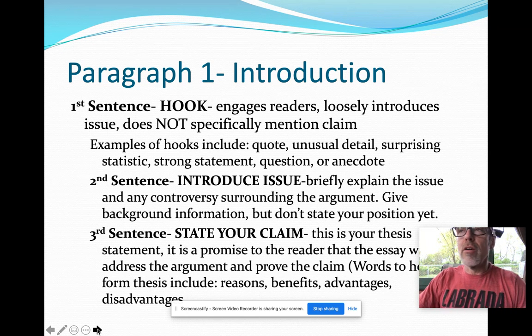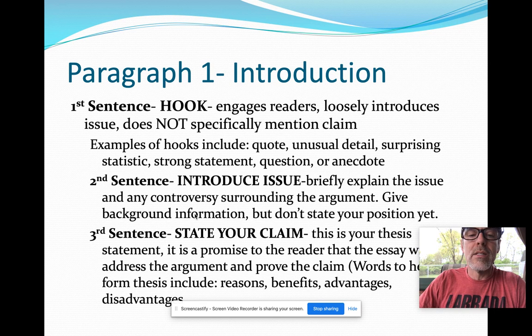All right, so you want your first sentence to be the hook that will make people want to read your paper. It could be something like a quote, a statistic, a question that you pose to the readers. The second sentence is going to introduce whatever the argument is with the controversy that you're going to be addressing, just the general controversy. And then the third sentence in that introduction paragraph would be your claim. That would be your thesis statement. And it's what you're going to argue for in the paper.